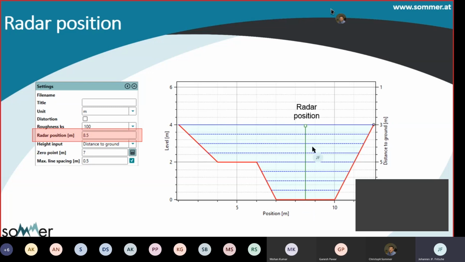It can move to the left or to the right. But in general, the radar position is the position where the water is the deepest. There you have the highest velocities. And you usually have the highest velocities at the deepest position.